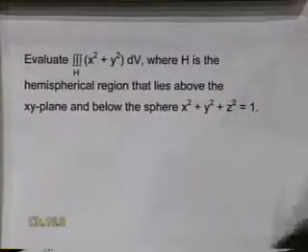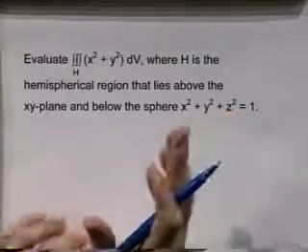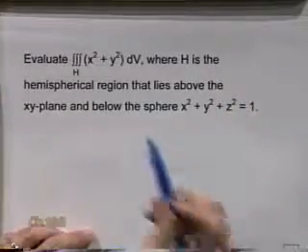Let's do this one. Evaluate the integral of x squared plus y squared. Notice all our regions are spherical. You don't use spherical coordinates if your regions are not spherical. You'll use something else, okay? If they're cylindrical, I guess we're going to use cylindrical coordinates.